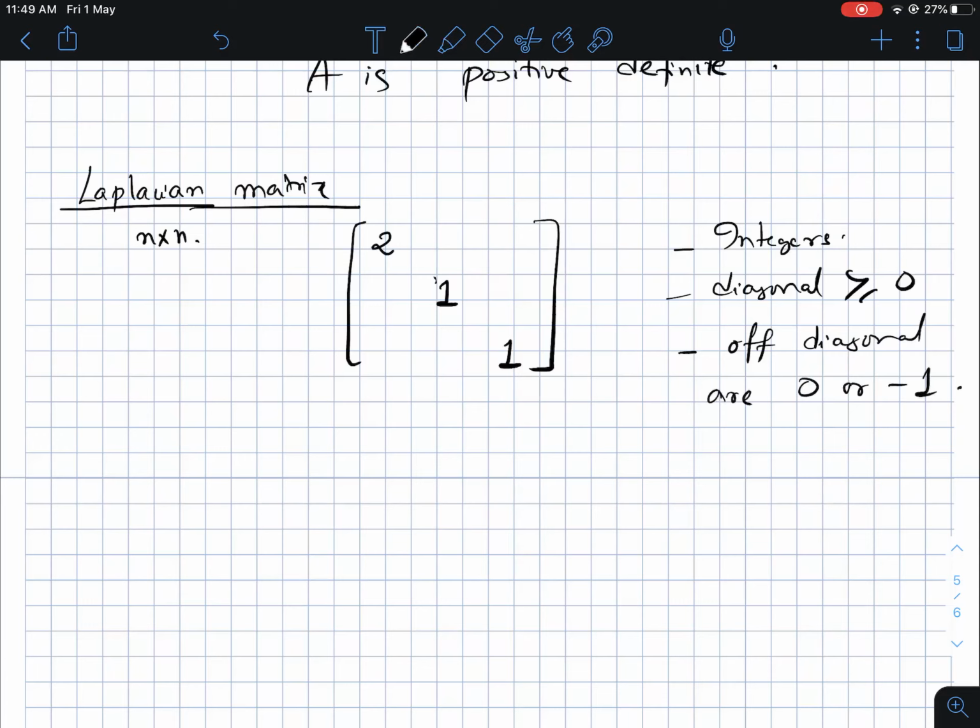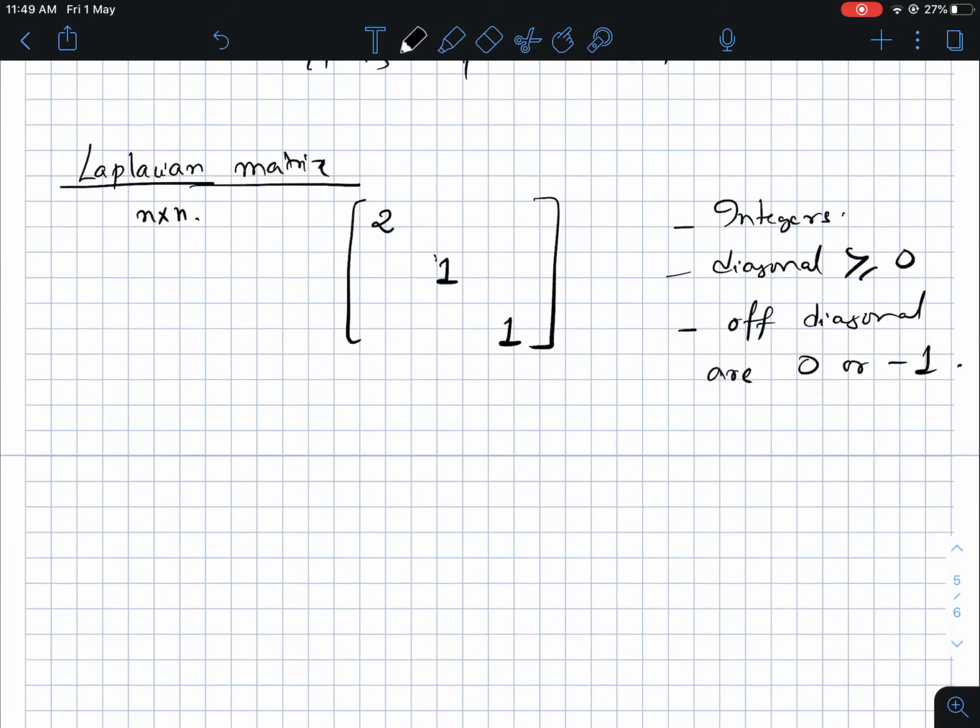The number of off diagonal entries will be such that there will be as many minus 1s as the diagonal entry. For example, this row has 2, so this row must have 2 minus 1s, so minus 1 and minus 1 like this. This row only has 1 here. By the way, this matrix will also be symmetric. It also has to be symmetric.